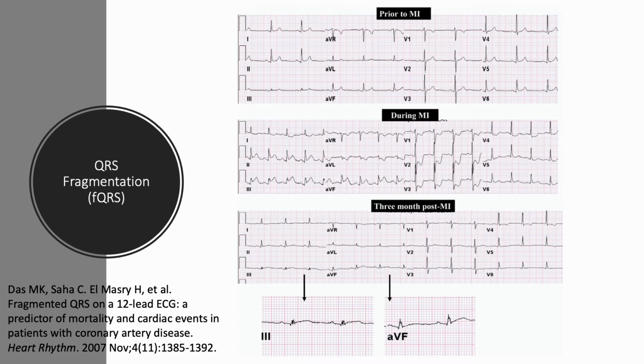This sequence of ECGs demonstrates QRS fragmentation in a patient who suffered an inferior wall infarct. Notice that 3 months post-infarct, the inferior lead Q waves are pretty unremarkable, but the fractionation in the QRS complex is pretty easy to see.